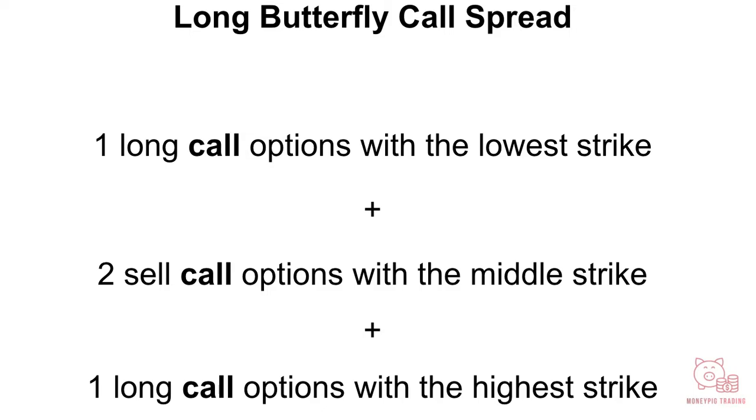And basically your contract price when maxed out is the highest strike price minus the middle strike price. The difference will be equal to the middle strike price minus the lowest strike price, which will be the max contract price for this long butterfly call spread. And if you look closely, it's actually a combination of 2 vertical spreads together. So basically 2 vertical spreads combined together become a butterfly spread.